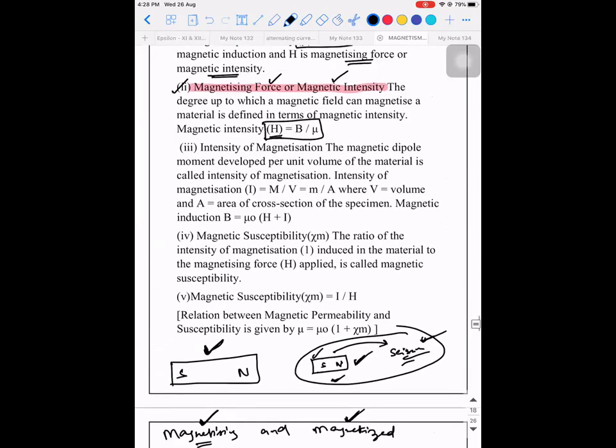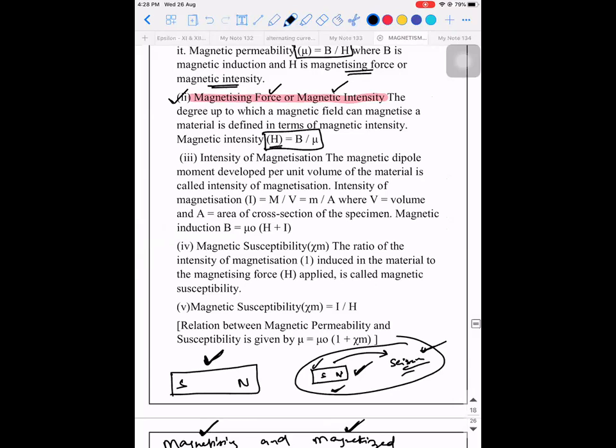Okay. So here, don't get confused between magnetic intensity and intensity of magnetization. They are both different. Magnetic intensity is the degree to which a magnetic field can magnetize a material. It is given as B/μ. Shall I move on to the next one so that you will understand the difference? Yes, sir. Next is intensity of magnetization. Intensity of magnetization means the magnetic dipole moment that is created, meaning the output. I'll explain what it is.